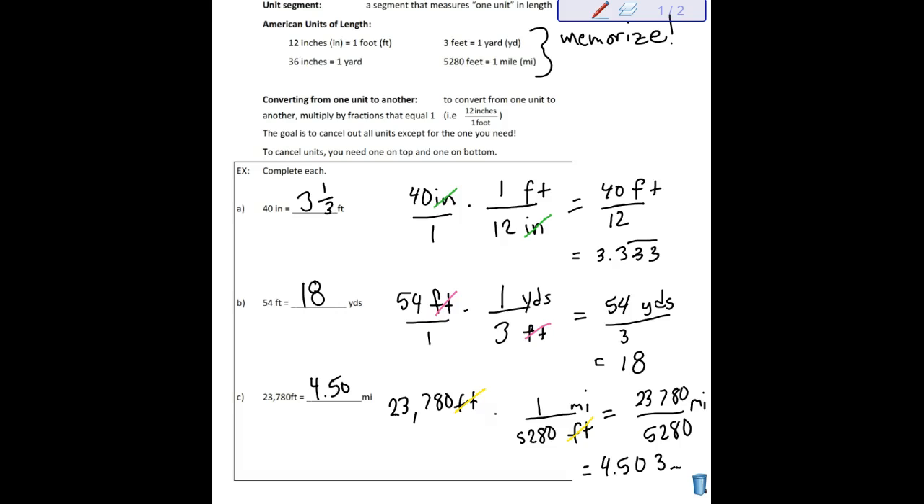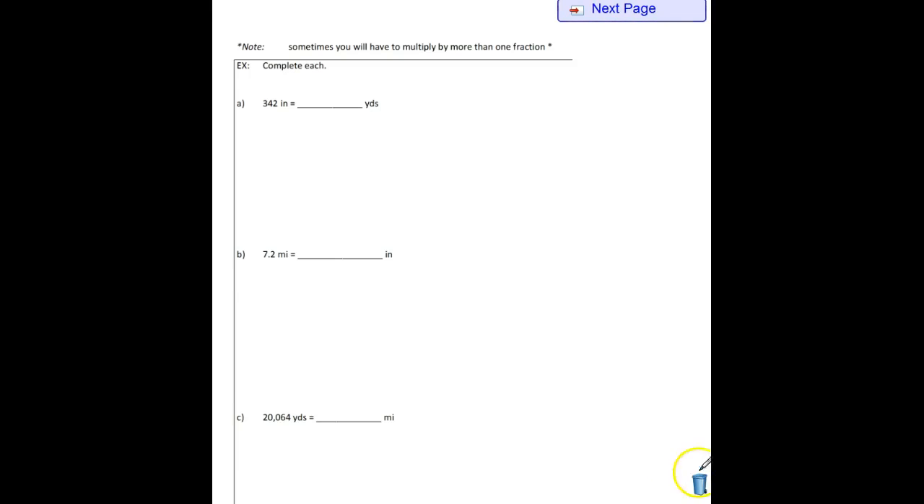All right, let's take a look and see if we've got a couple more. Sometimes you're going to have to multiply by more than one fraction in order to get your final answer. Okay, so let's take a look at this. If I have 342 inches and I want to go to yards, maybe you know how many inches are in a yard, but maybe you don't. So let's first go from inches to feet, okay? And we know that there are 12 inches in 1 foot, and that will make it so that we can cancel our inches, just like this.